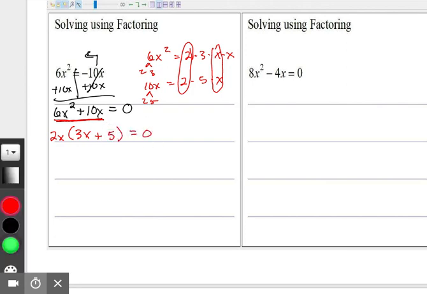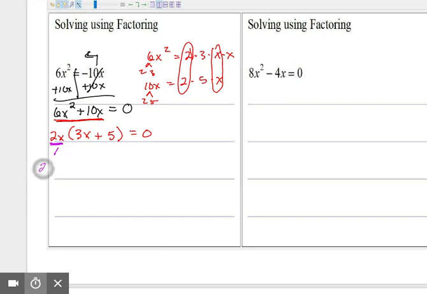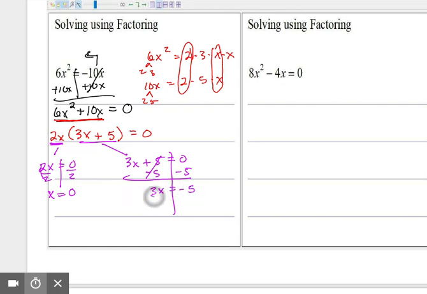What's left over here is 3x plus 5 equals 0. Well, I'm ready to solve. There's my first one. Got 2x equals 0, and I solve it. This is where we're using the 0 property. That's how we get our final solutions. It's got to be factored first. And my second one, 3x plus 5 equals 0. And I just solve the equation. Minus 5, minus 5. Get 3x equals negative 5. Divided by 3, and I get negative 5/3. So my two solutions for this one are 0 and negative 5/3.